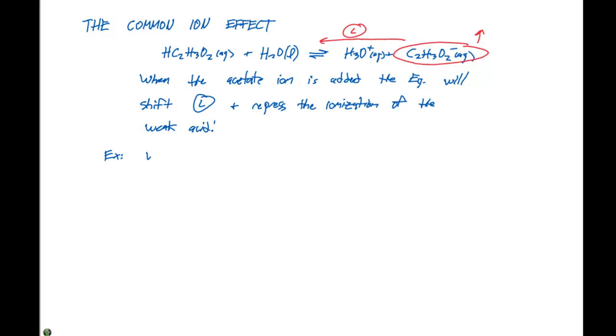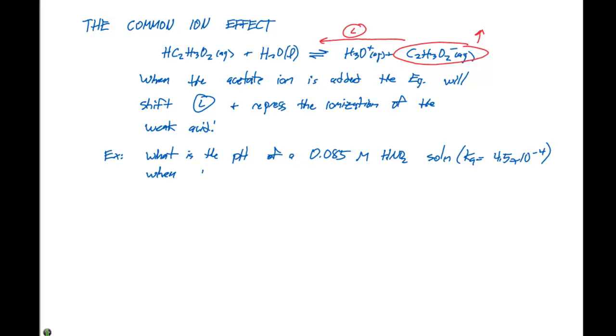So what is the pH of a 0.085 molar HNO2 solution, and this solution has a Ka equal to 4.5 times 10 to the minus 4, when 0.10 molar NaNO2 is added?